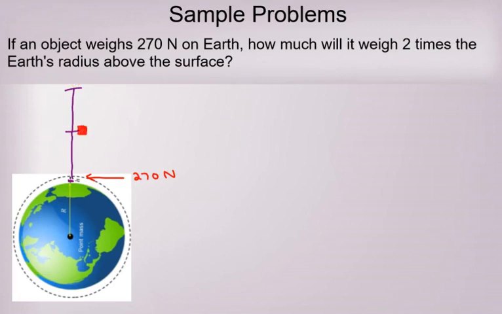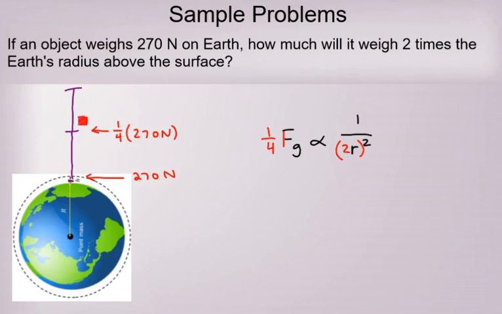Let's start by looking at it at 1 Earth's radius above the surface of the Earth. So what I've done is I've doubled the distance from the center of the Earth. We were 1, now we are 2. And since the gravitational force is proportional to 1 over r squared, and I now am going to double the radius, I now will experience a quarter of that gravitational force. So the amount of force we're going to feel here is a quarter of that 270 newtons.